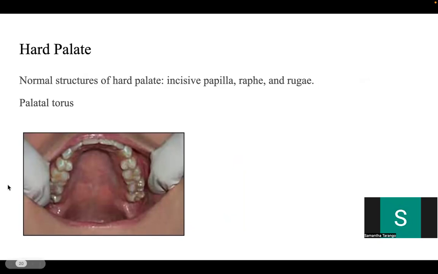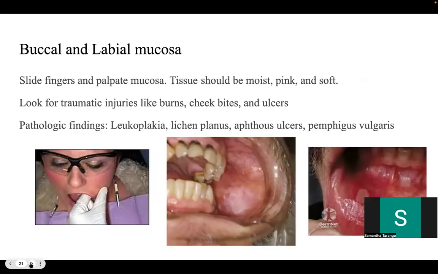The hard palate, some normal structures of the hard palate are the incisive papilla, the raphe, and the rugae. Usually we can see the palatal torus in some patients. The buccal and labial mucosa, we want to use our fingers and palpate the mucosa. The tissue should be moist, pink, and soft. Look for any traumatic injuries like burns, cheek bites, and ulcers. Some common pathologic findings that we can see in the buccal mucosa are leukoplakia, lichen planus, aphthous ulcers, and pemphigus vulgaris.